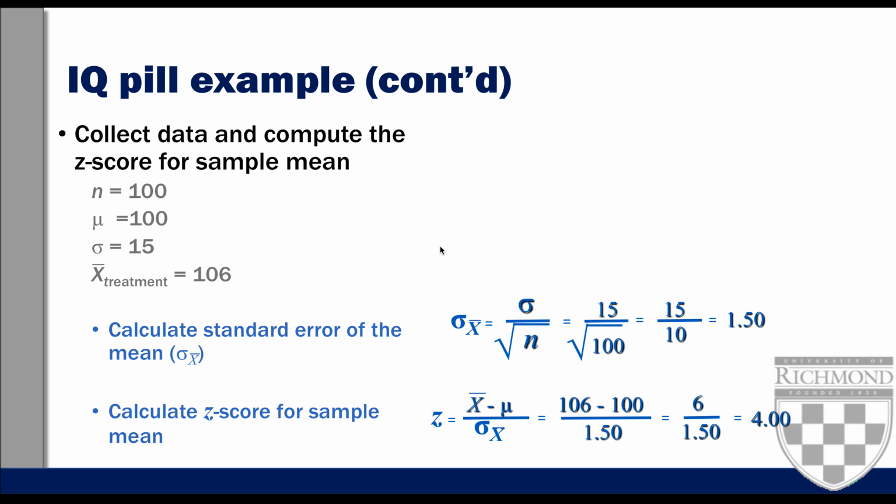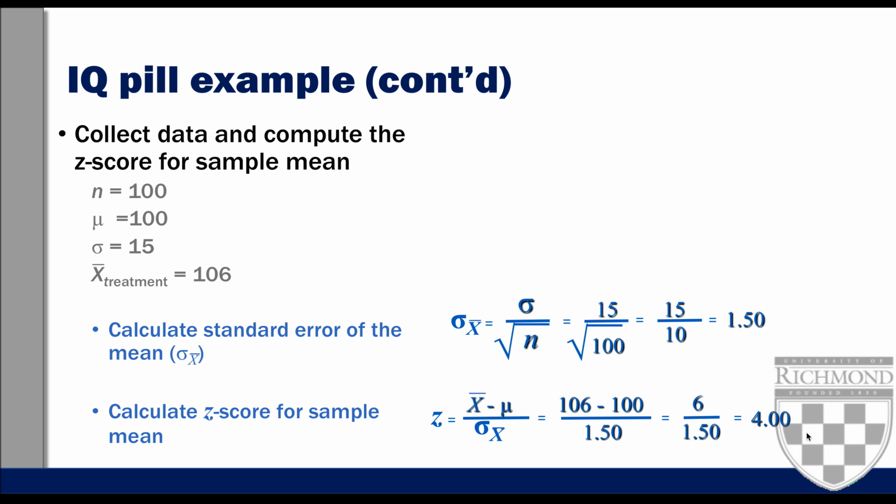Now, if one standard error above the mean is 101.5 and we have a mean of 106, that should tell us something, right? Right away, we're thinking, wow, that's pretty big given what we expect to see in samples of this size. So to quantify how big that is, we calculate a z-score for the sample mean. Okay, so we take our mean, we subtract out mu, and we divide by standard error. So we have 106 minus 100 divided by 1.5. That works out to 4.0.